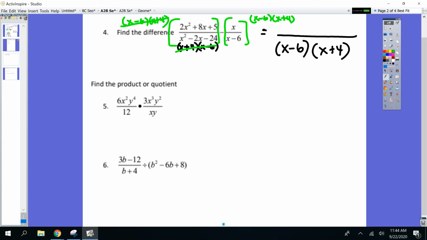So I don't end up multiplying that 2x squared by anything. So I'm going to come over here and write 2x squared plus 8x plus 5, because it didn't end up multiplied by anything. All right, let's keep going, Katie. What about on the next one?